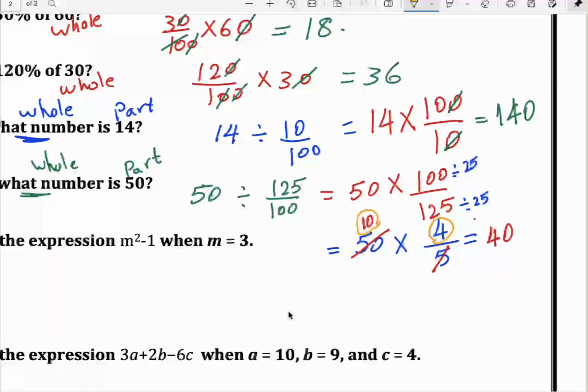When you multiply fractions, you can simplify. Simplify means you can divide any number in the numerator and any number in the denominator by the common factor. And here I have 50 and 5. The common factor is 5, so I divide by 5. 50 divided by 5 equals 10, and 5 divided by 5 equals 1. Okay, Wafi?